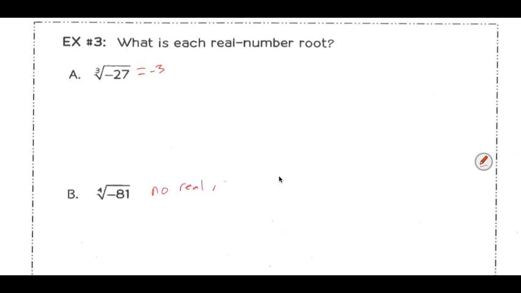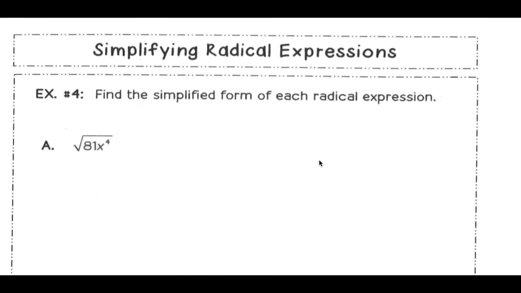Okay, because it's an even index, so we will not be able to find a number to the 4th power that gets us a negative. Here, order of operations matters. This is positive 7. If we were to do the squaring first, it gets us positive 49. Square root of positive 49 is positive 7. But down here, square root of negative 49, this is no real root here. Again, we could probably use imaginary numbers for some of those, but we're going to stick to the real roots for right now.